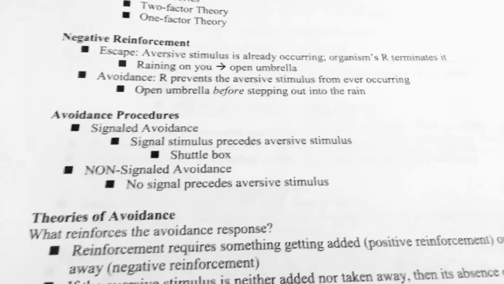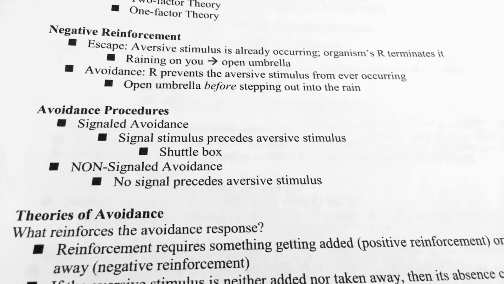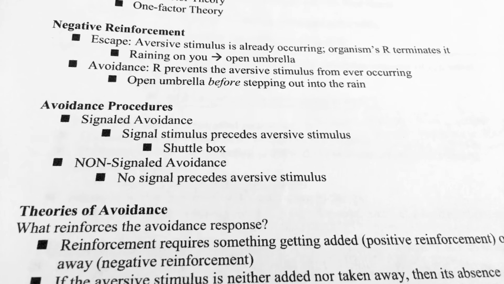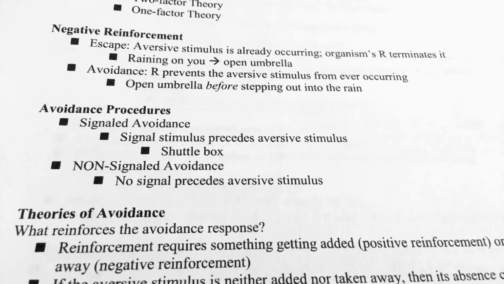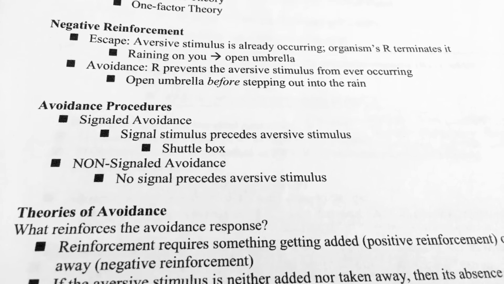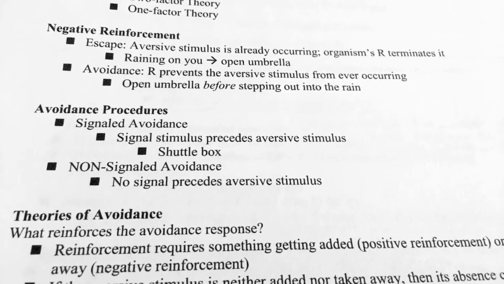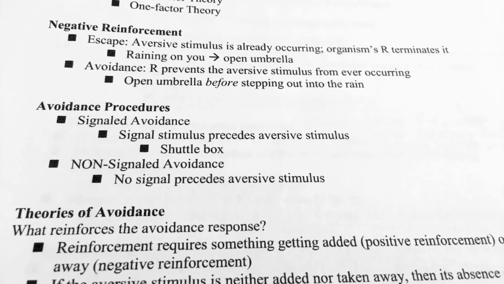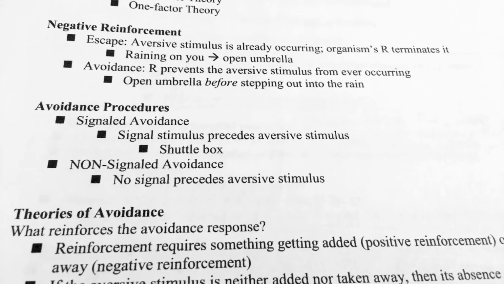Avoidance procedures include signaled avoidance. A signal stimulus precedes an aversive stimulus. A great example would be you have an ex-girlfriend that lives in the same town as you. This is definitely a real thing. And you see her car in the parking lot, so you are now signaled to avoid the potential consequence of seeing your ex.